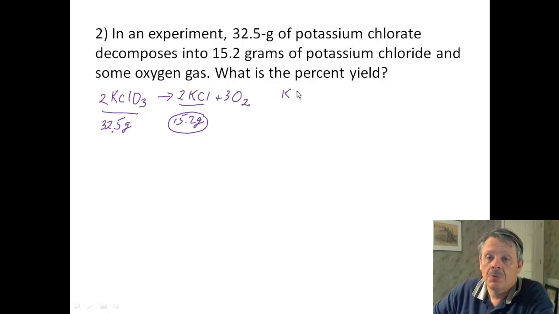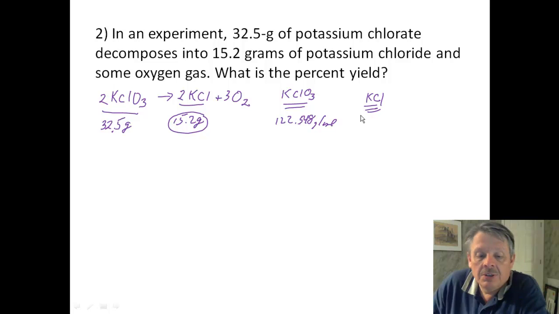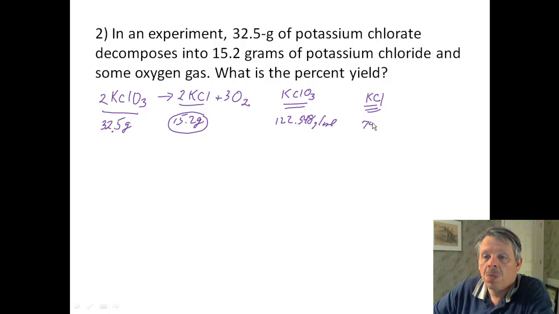But to do that, we need to figure out what the molar mass is of KClO3. And the molar mass of KClO3 is 122.548 grams per mole. And the molar mass of KCl, because we need to get that as well, is 74.551 grams per mole.